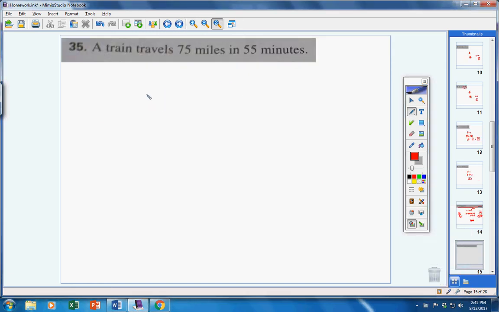A train travels 75 miles in 55 minutes. The directions say to find the average speed. Okay, find the average speed. Now, the formula we use for this is rate times time equals distance. Okay, rate is your speed, how fast you're going. T is your time, how long you traveled at that speed, and distance is the distance you traveled. Okay, so we're looking for the speed.